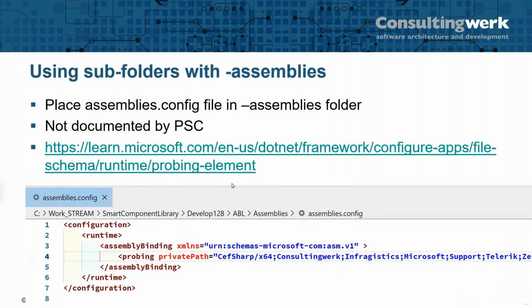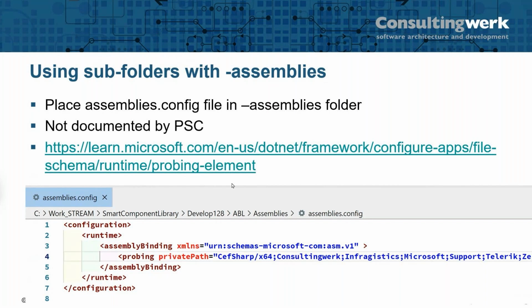If you use many custom assemblies, this is not a startup parameter directly, but it's related to the -assemblies parameter. You can put an assemblies.config file into the folder that is referenced by -assemblies with this structure. This is actually a config file of the .NET framework, so not necessarily something that Progress has introduced.